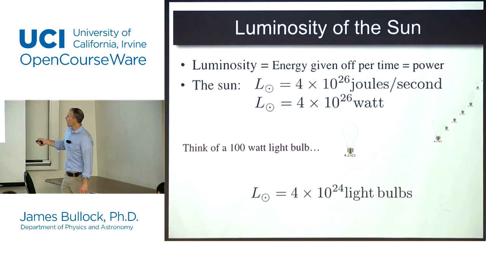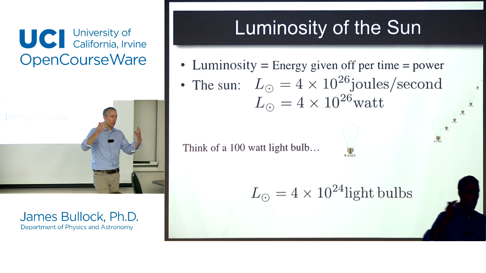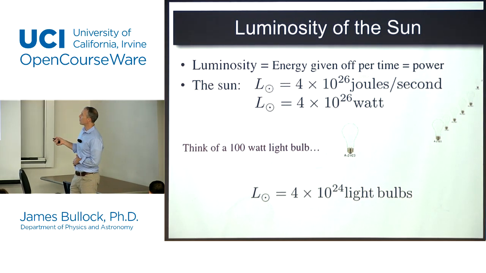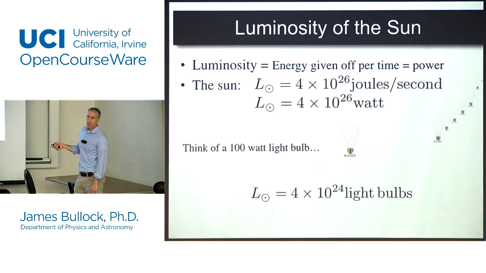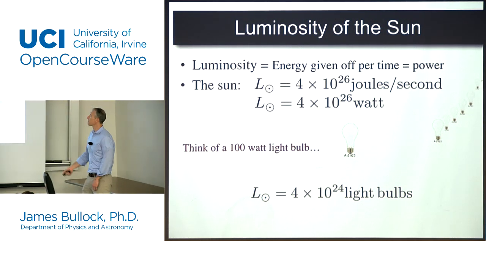Now, the way we talk about how much energy is coming out of the sun is in terms of something called luminosity. So the sun is very luminous. It has a high luminosity. Luminosity is the energy given off per unit time. So another word for that is power, because power is the use of energy per time. So the sun has a huge amount of power or luminosity.